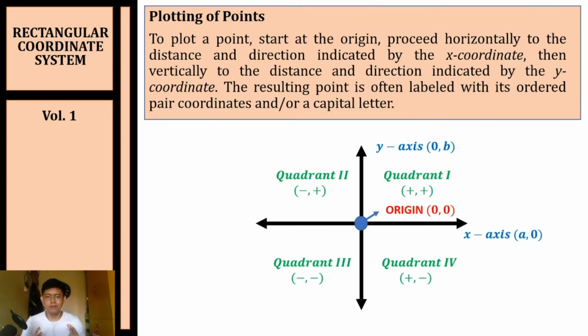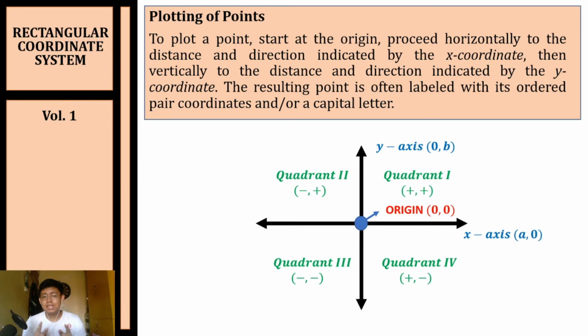So let's talk about plotting of points. To plot a point, start at the origin, then proceed horizontally to the distance and the direction indicated by the x-coordinate. If the x-coordinate is positive, we go to the right, and if our x-coordinate is negative, we go to the left. Then go vertically to the distance and direction indicated by the y-coordinate. If our y-coordinate is positive, we move up, and if it is negative, we move down. The resulting point is often labeled with its ordered pair coordinates and or a capital letter.